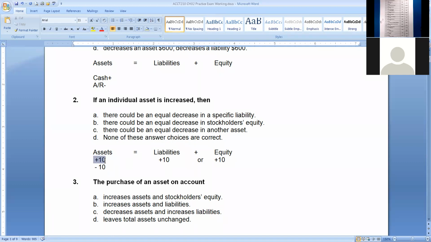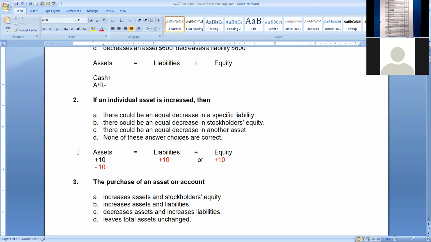So these are possibilities. If assets go up by 10, liabilities could go up by 10, or equity could go up by 10. It could be some combination of those two too. Or assets could go down by 10. To balance, these are the what-ifs. So which is the answer? If assets go up by 10, we could have assets go down by 10, liabilities go up by 10, and equity go up by 10. Those would all make this still equal.